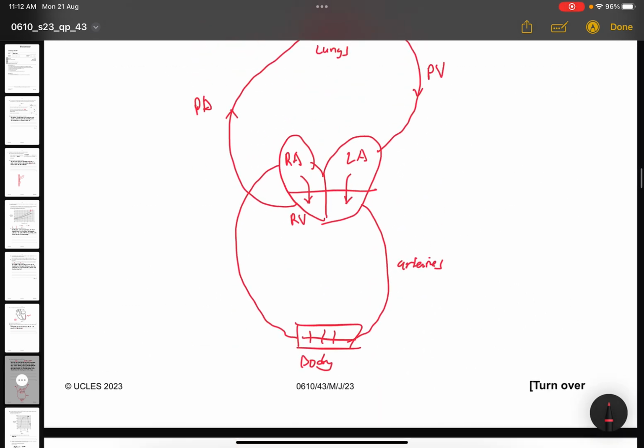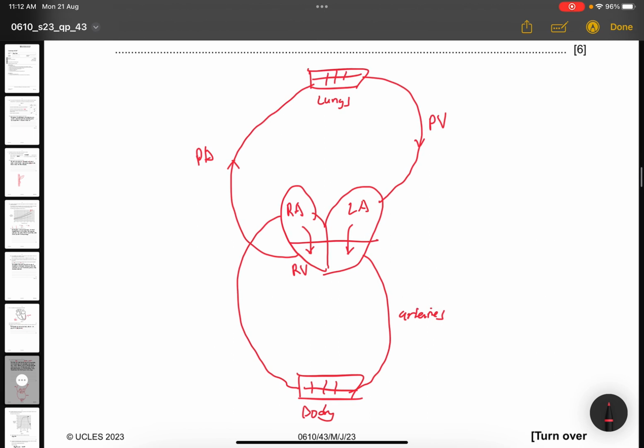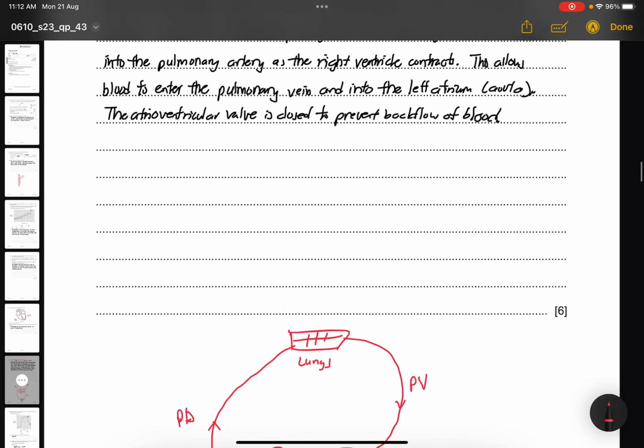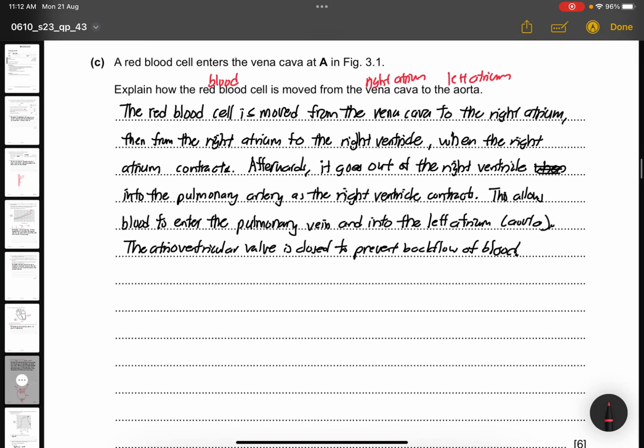So you basically have to draw this diagram. Then only can you roughly realize, oh, this is how the blood is traveling. It will give you a clear explanation to solve this question.